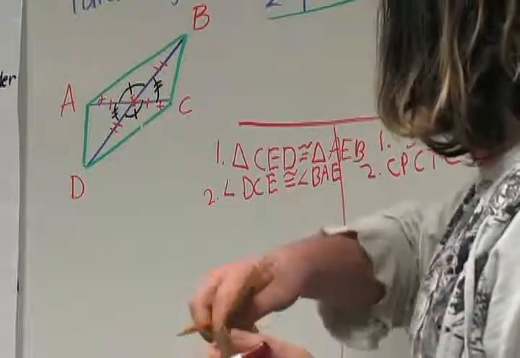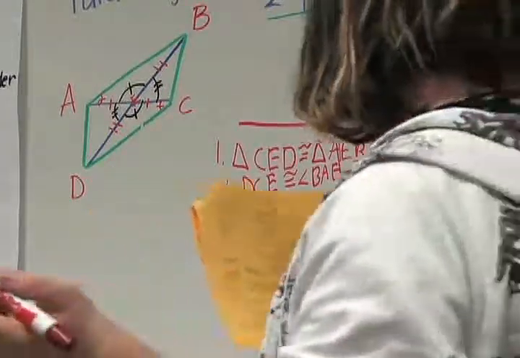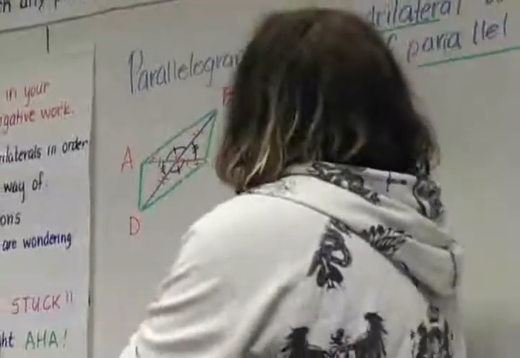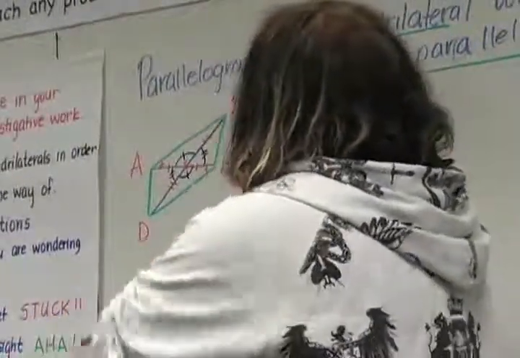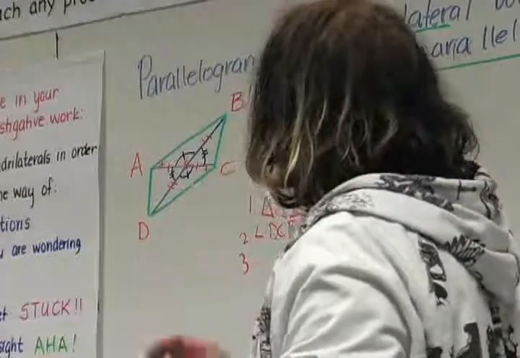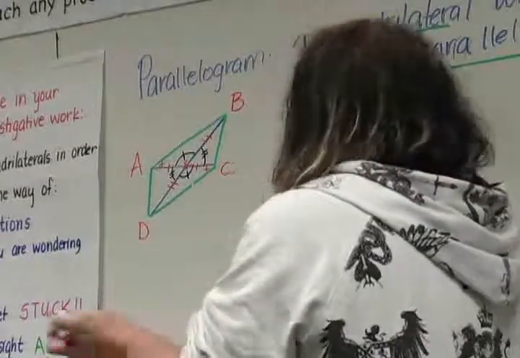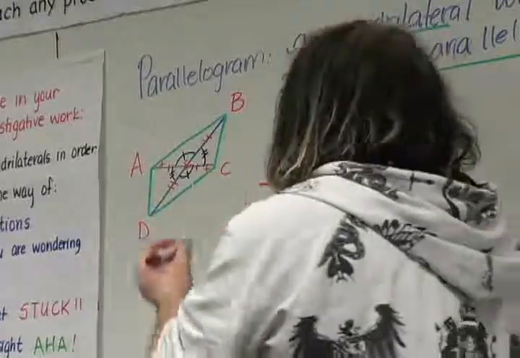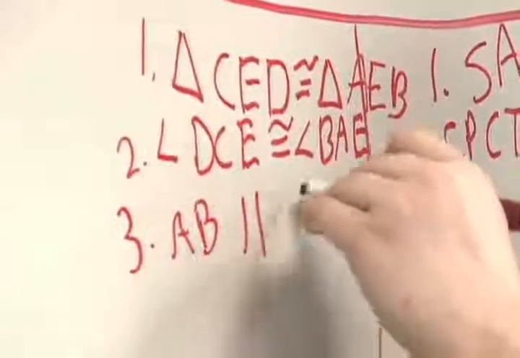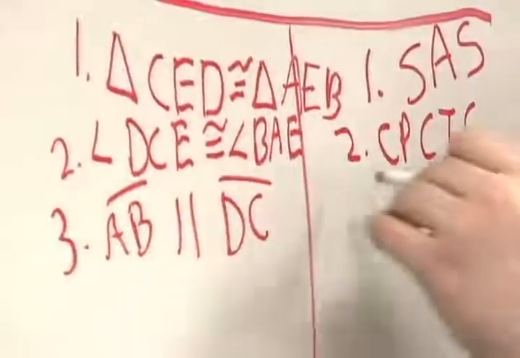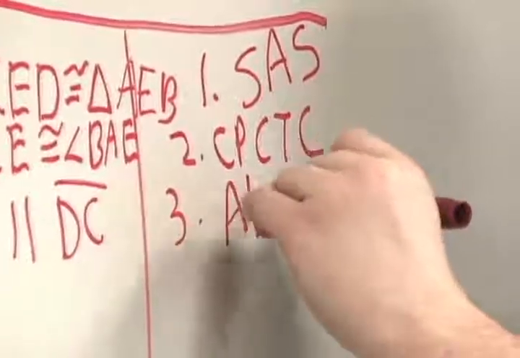And because of CPCTC, which I proved earlier, because these two are congruent, you know there are alternate interior angles if you use AC as a transversal for lines or segments, sides, whatever, AB and DC. So AB is parallel to DC because of alternate interior angles.